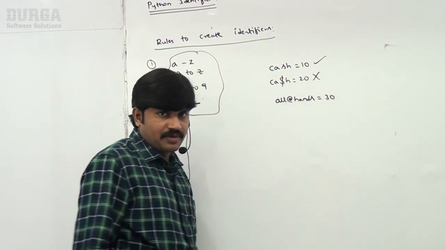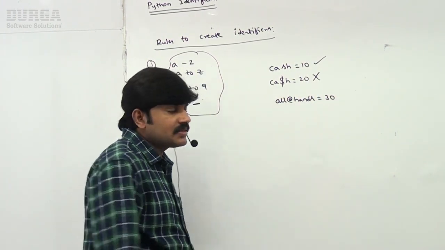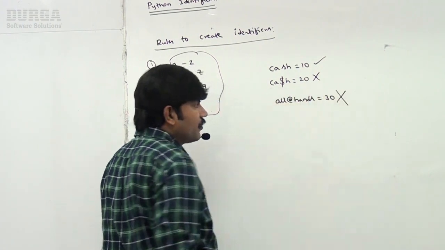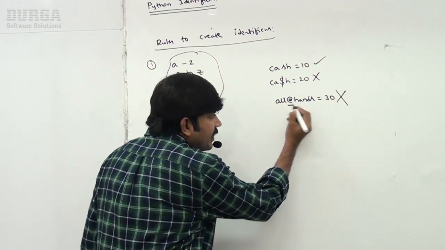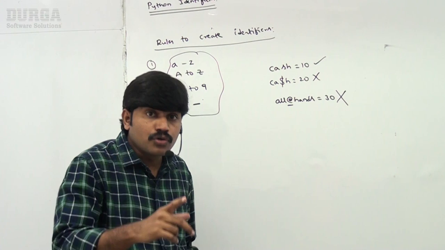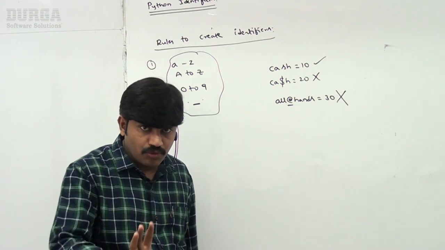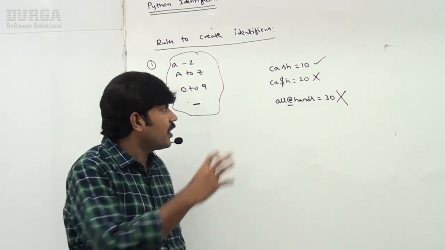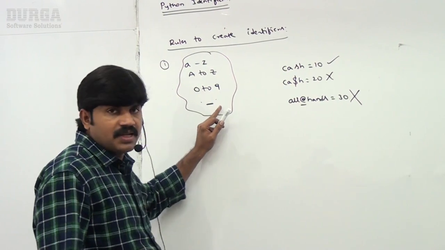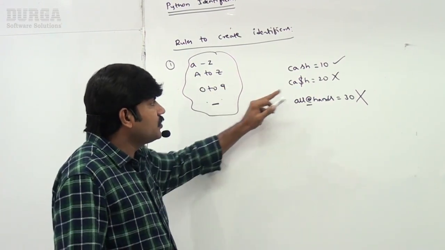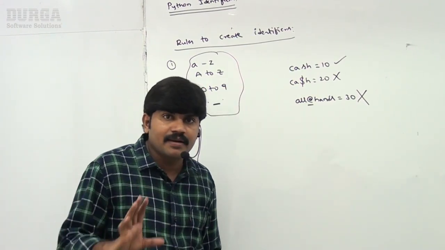Similarly, I take all at the rate hands is equal to 30. If we take it like this, immediately we are going to get an error. What is the reason? We are not allowed to use the at the rate symbol. Are you getting it? First rule: which symbols are allowed? These are the only allowed symbols. By mistake, if you use any other character, immediately you will get an error.